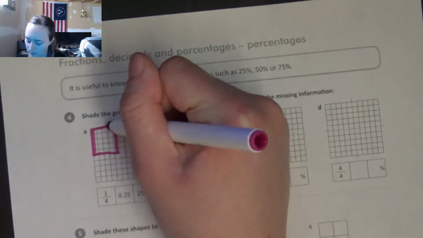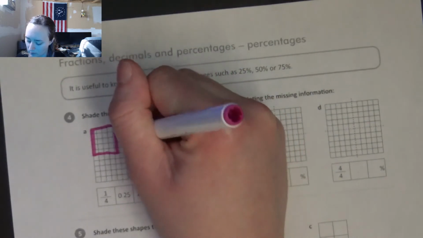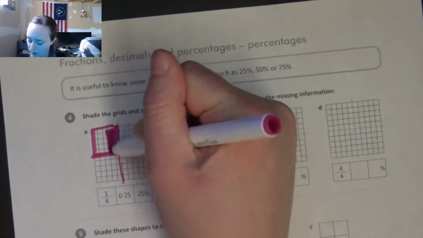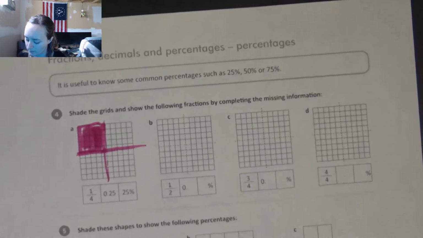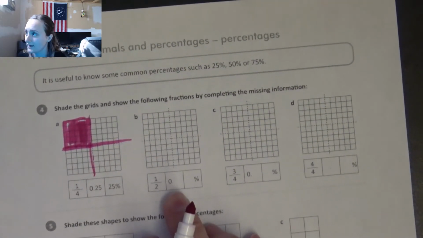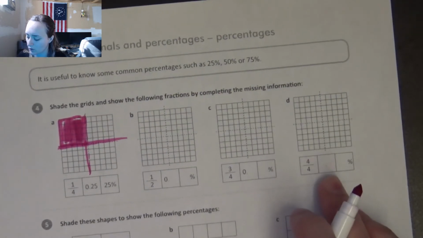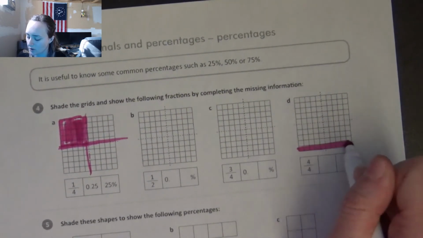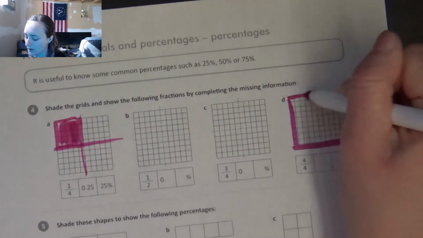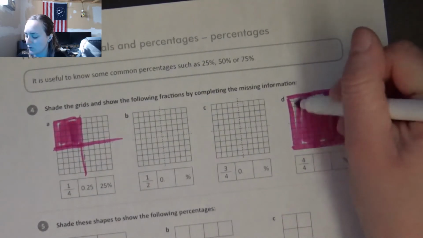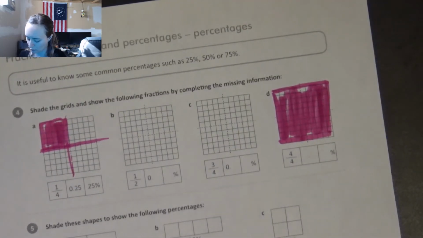I'm going to shade 1/4 of this. As you can see, this was divided into 4 sections. I'm going to shade one of those sections. Okay, this one is 1/2, this one is 3/4, and this one is 4/4, which is actually all of it. So you can just go right ahead and color the whole thing, okay, in your notebooks.